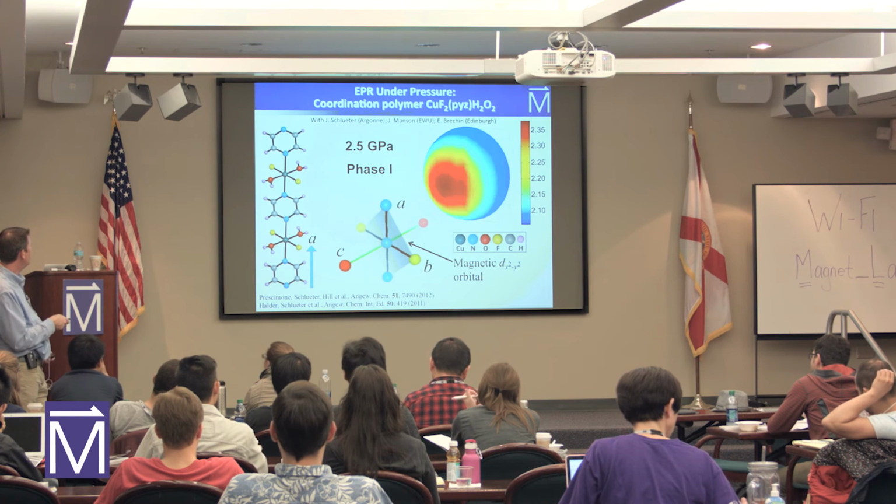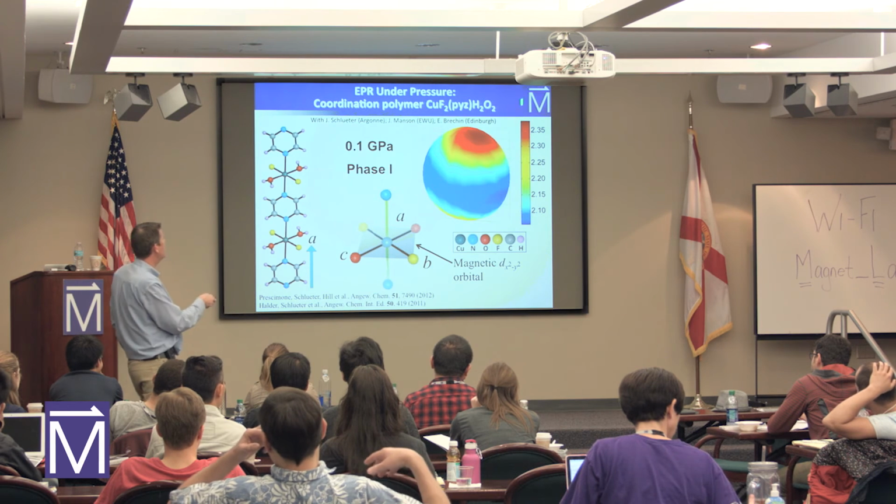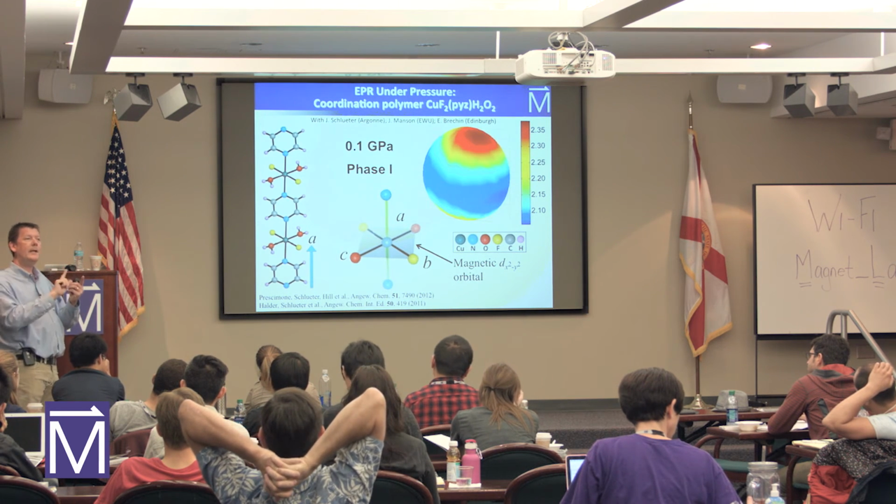But if you apply pressure, this picture here shows you the measure of the g factor. So we've taken this particular compound, put it in a magnet where we can put the field in any orientation that we want.